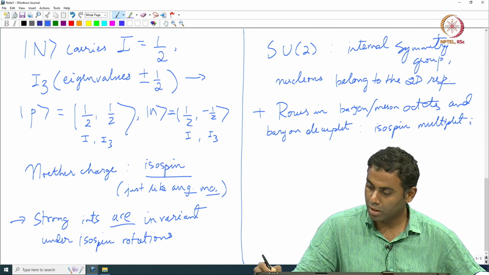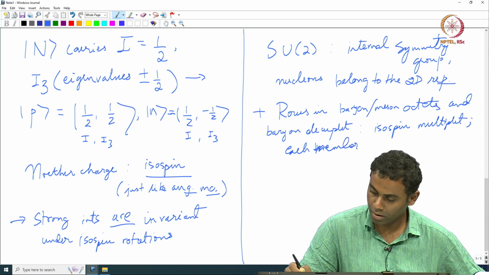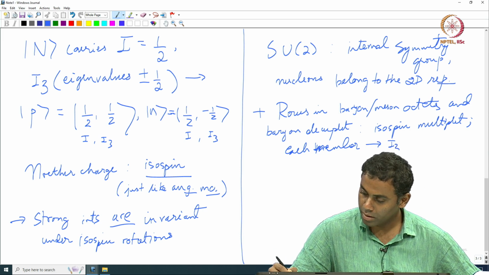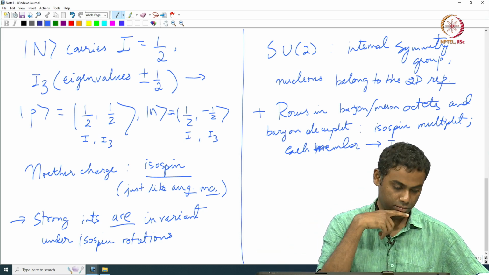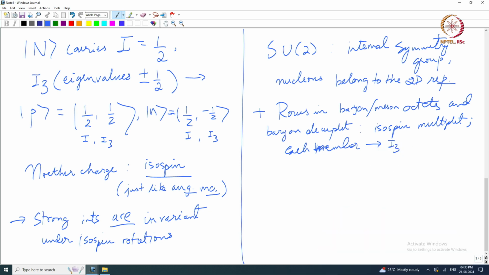And of course, each member corresponds to a separate value for I3, okay. Alright, so now you can go check this. So, I am going to write down a few examples of this, okay.